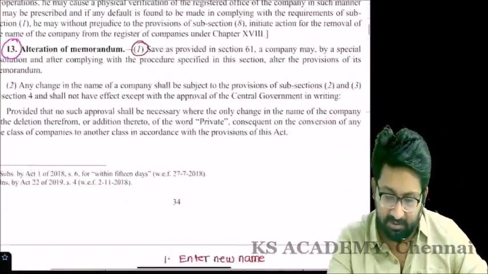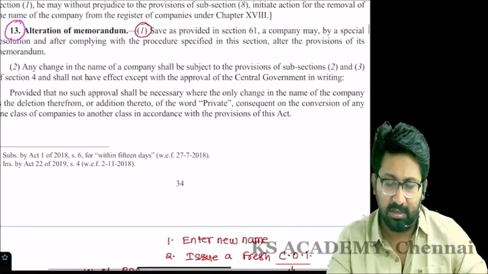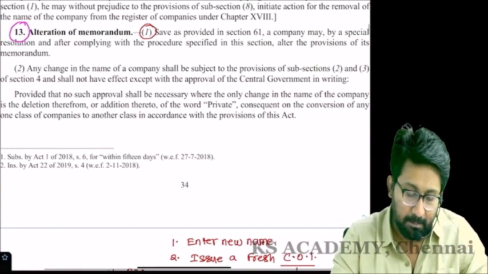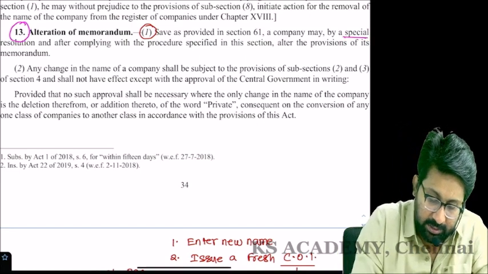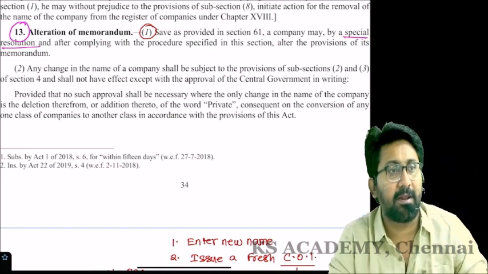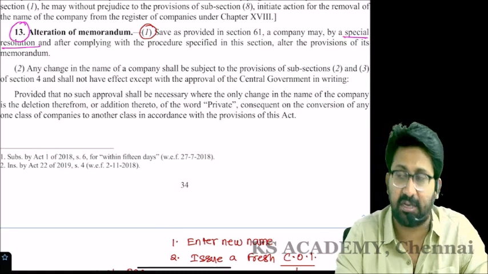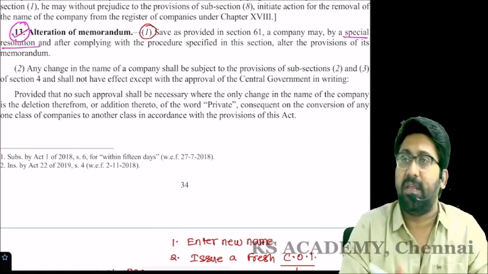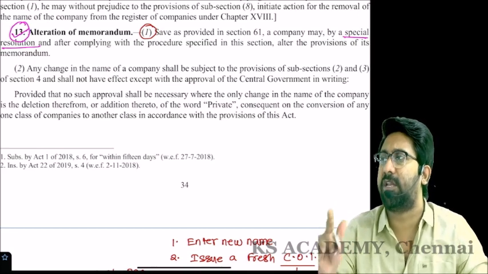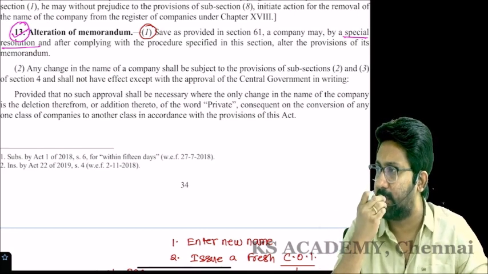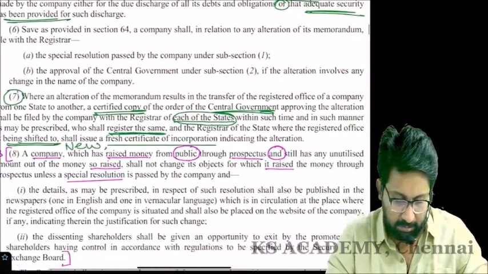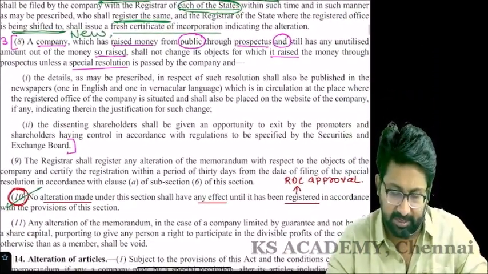So, read subsection number 1 of section number 13. Same as provided in section 61, a company may, by a special resolution, and after complying with the procedure specified in this section, alter the provisions of its memorandum. So, first point, any alteration of an objects clause requires what resolution to be passed? That is one point. Next, come to subsection number 8.